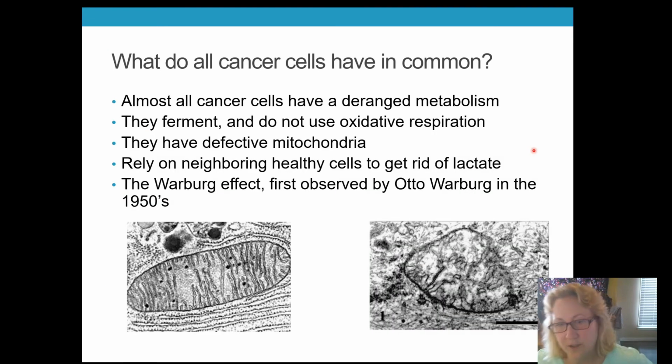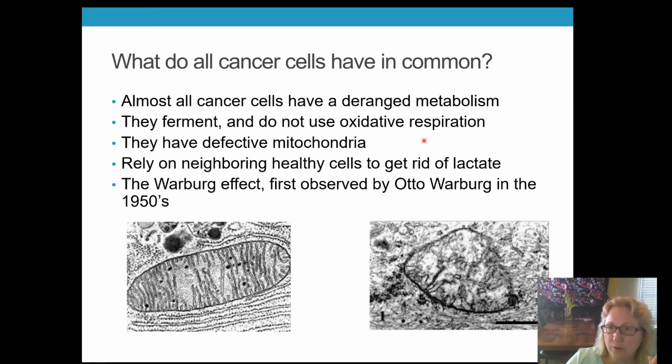Another way to look at cancer, instead of focusing on all of the different mutations and the different tissue types of origin, is to ask, what do cancer cells have in common? And this is becoming more of a question of interest in the last 10 years. A long time ago, a scientist named Otto Warburg discovered in the 1950s that almost all cancer cells, in fact, do have something in common, and that is a deranged metabolism.